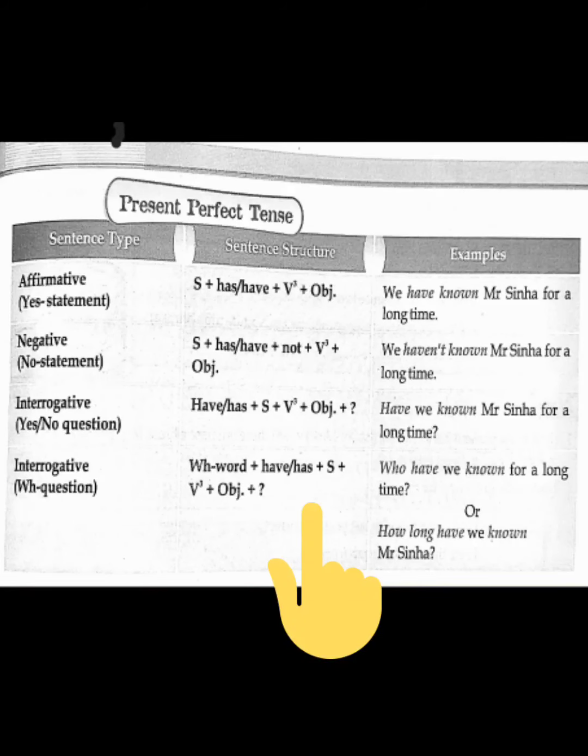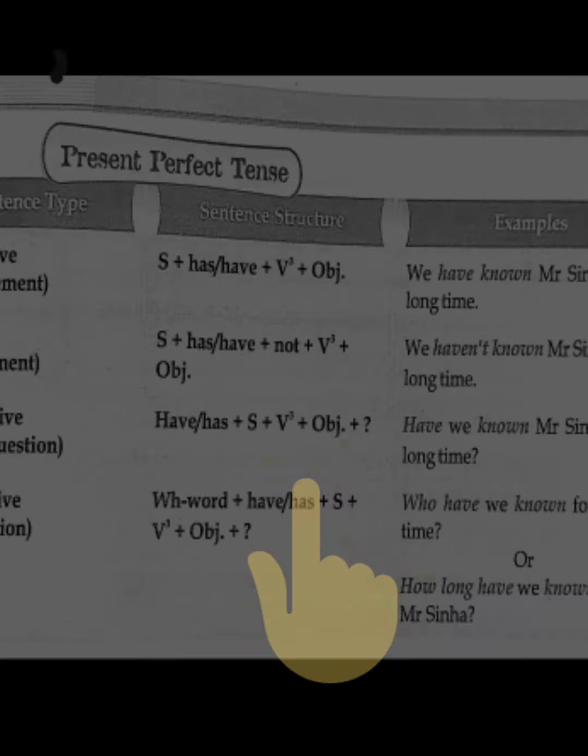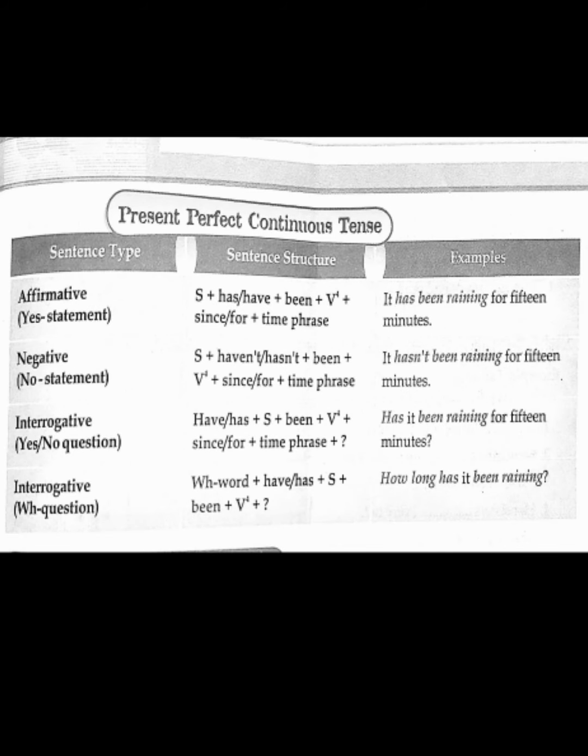Now let's see the next one. That is the last one. So students, now let's have a look at the last one. That is the present perfect continuous tense. So what happens in the affirmative case? Let's see the sentence structure. In an affirmative sentence, the case goes like this.